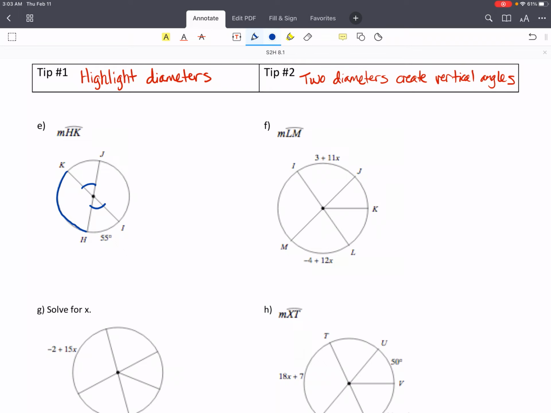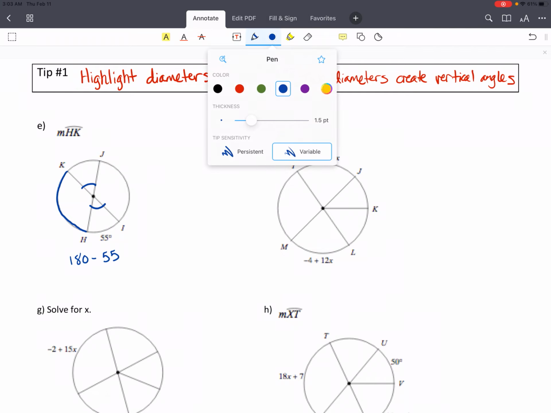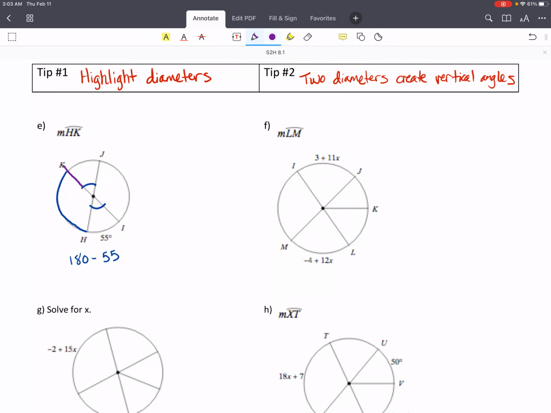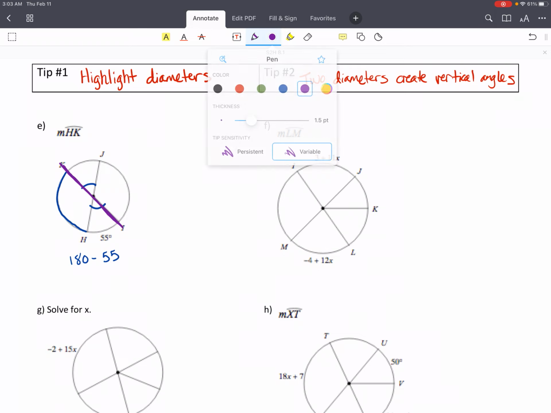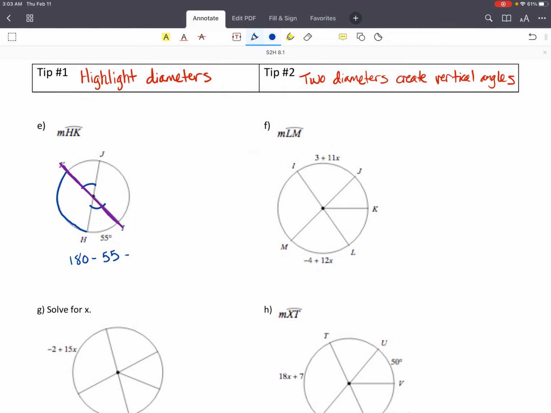Well, 55, I can just do 180 minus 55, because here is a diameter. So 180 minus 55, I get 125 degrees.